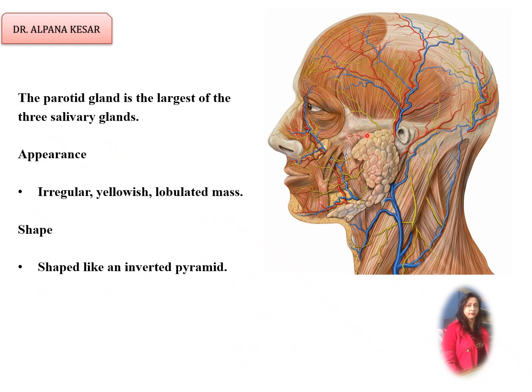This is the parotid salivary gland. Parotid is the largest of the three salivary glands in the human body. It is irregular in shape, yellowish in color, and appears like a lobulated mass. It is shaped like an inverted pyramid with the apex facing downwards and the base facing upwards.